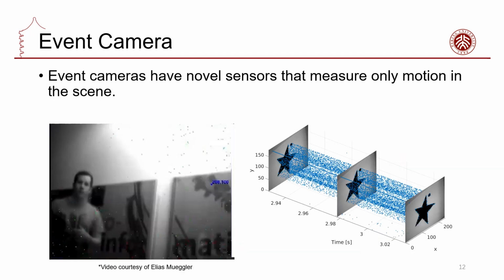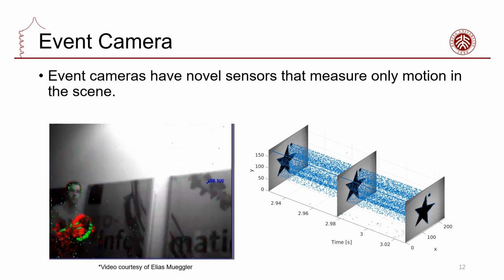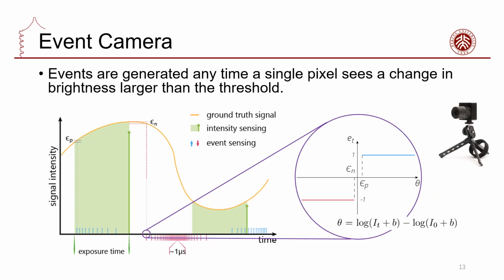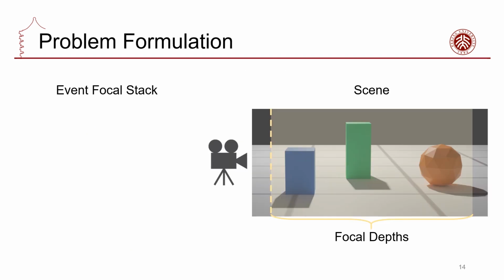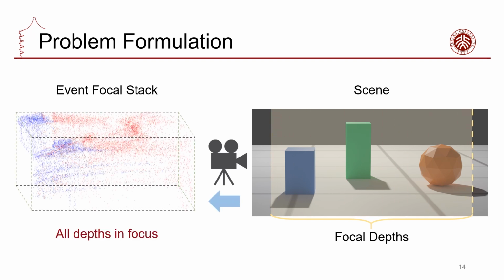To overcome these problems, we propose capturing event focal stacks. Event cameras are novel sensors that only measure motion in the scene. An event is generated anytime a single pixel sees a change in brightness larger than the threshold. Event cameras have very high temporal resolution, so if we record the events generated as we sweep the focal point through the scene, we can record information from all depths.